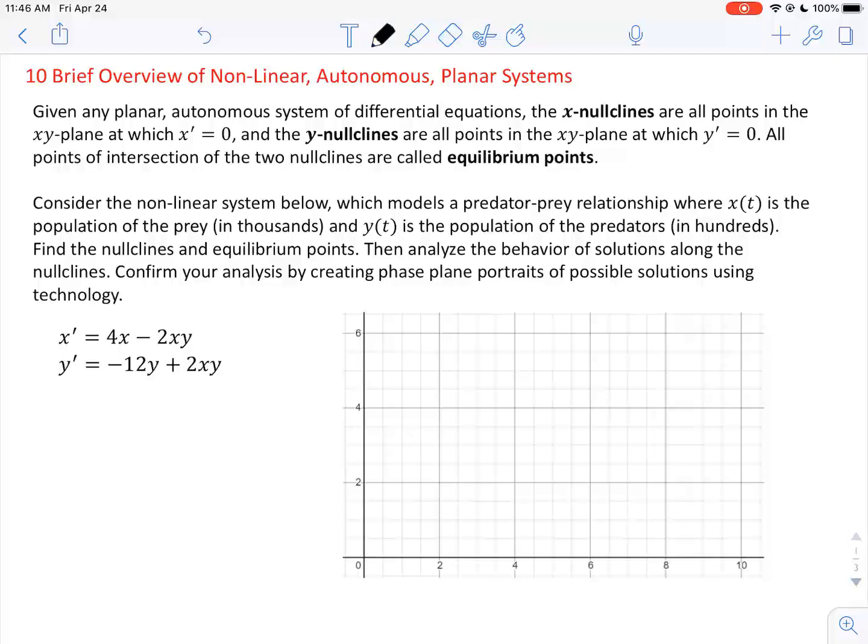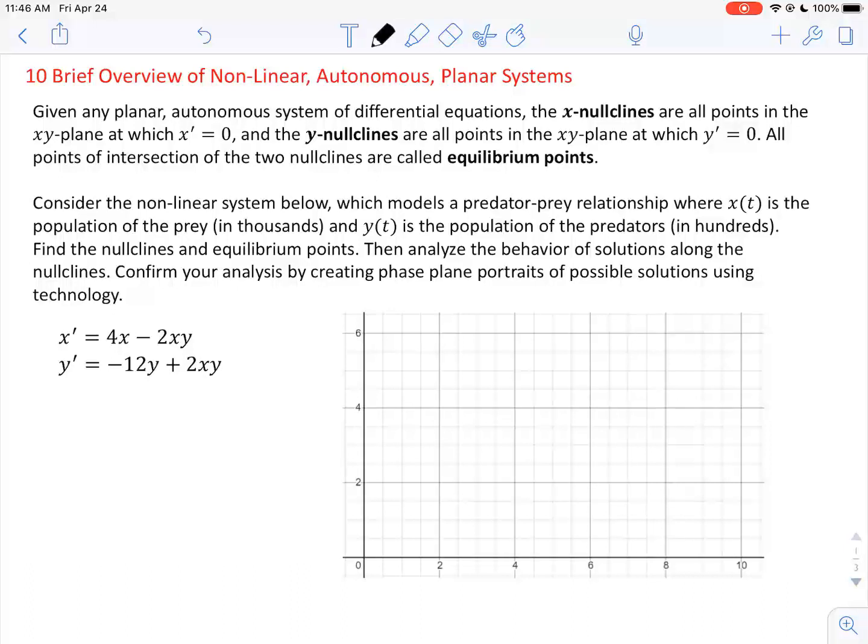Okay, let's do some definitions. Given any planar autonomous system of differential equations, the x nullclines are all points in the xy plane at which x prime is 0. And the y nullclines are all points in the xy plane at which y prime is 0. All points of intersection of these two nullclines are called equilibrium points.